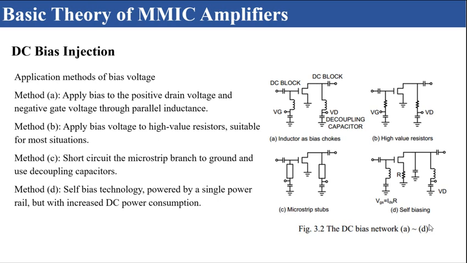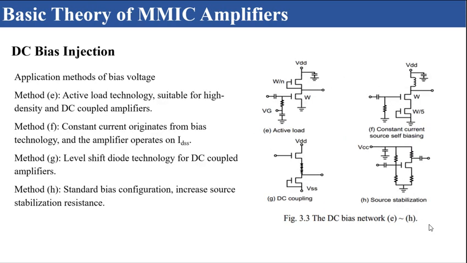Method C is to short circuit the microstrip branch to ground and use decoupling capacitors. Method D is self-bias technology, powered by a single power rail, but with increased DC power consumption. Method E is active load technology, suitable for high density and DC coupled amplifiers.